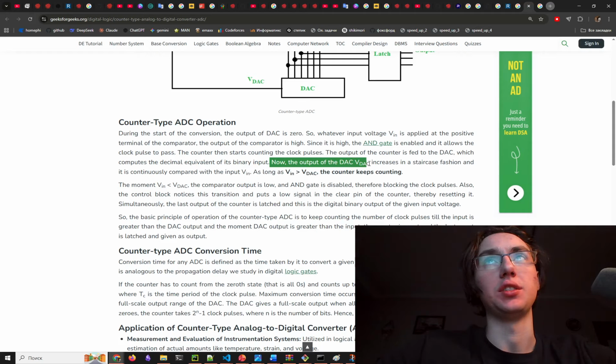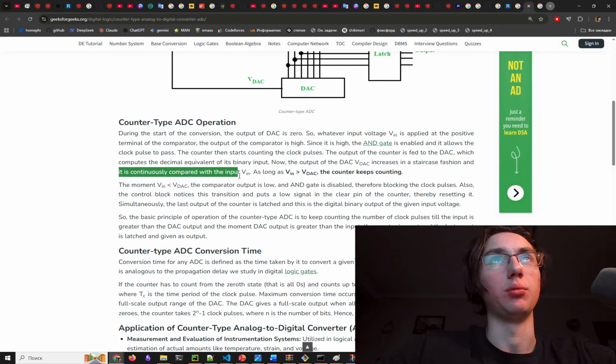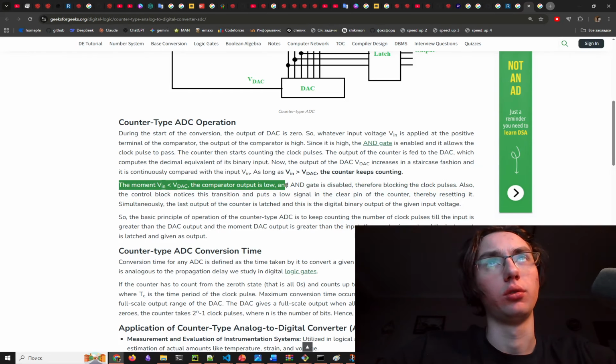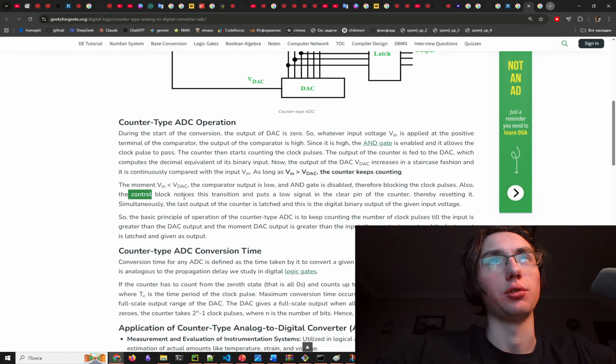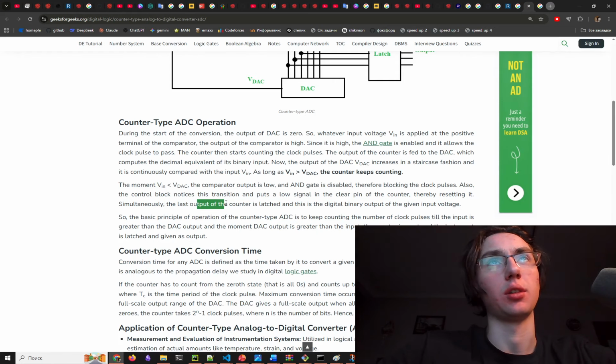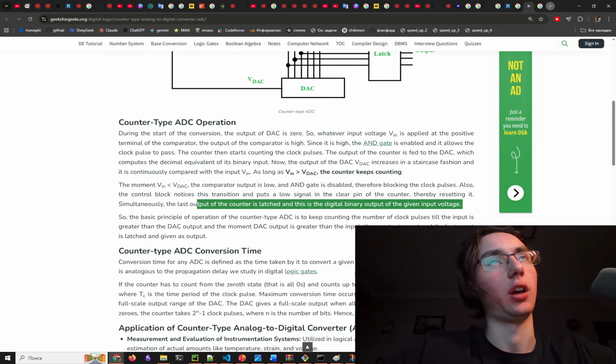Now the output of the DAC increases in a staircase fashion, and it is continuously compared with the input VIN as long as the counter keeps counting. At the moment the comparator output is low, the AND gate is disabled, therefore blocking the clock pulses. Also, the control block notices the transition and puts a low signal on the clear pin of the counter, thereby resetting it. Simultaneously, the last output of the counter is latched, and this is the digital binary output of the given input voltage. Okay.